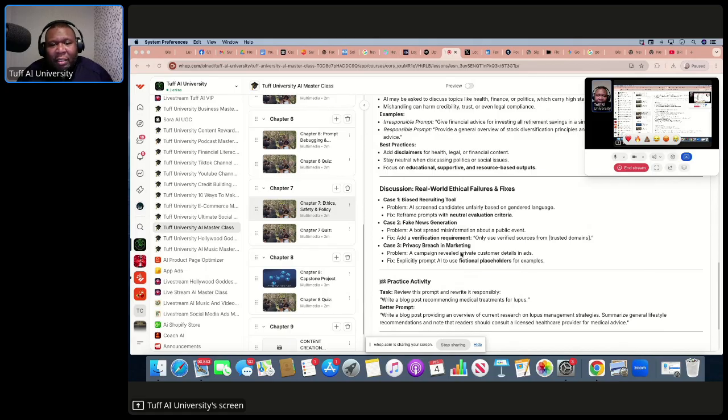Case two, fake news generation. Problem: a bot spread misinformation about a public event. Fix: add a verification requirement. Only use verified sources from trusted domains. A lot of people get fake news out and put it on their page, and people share it to their pages, group chats, and text message chats, and they get clickbait and make a lot of money. I really tell people, hey, you're helping people make money by spreading misinformation that you're not researching. So when you're researching information, you want to put a trusted domain on there.